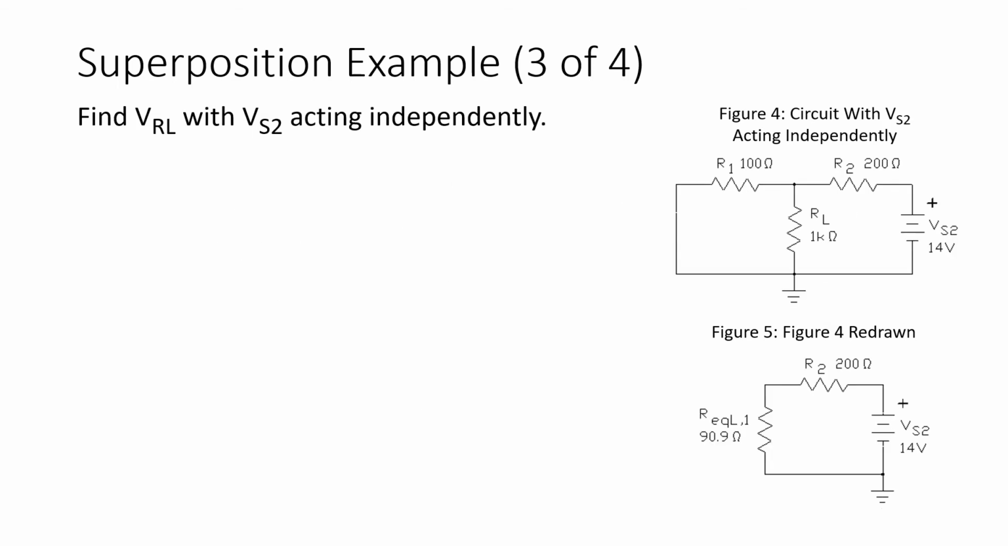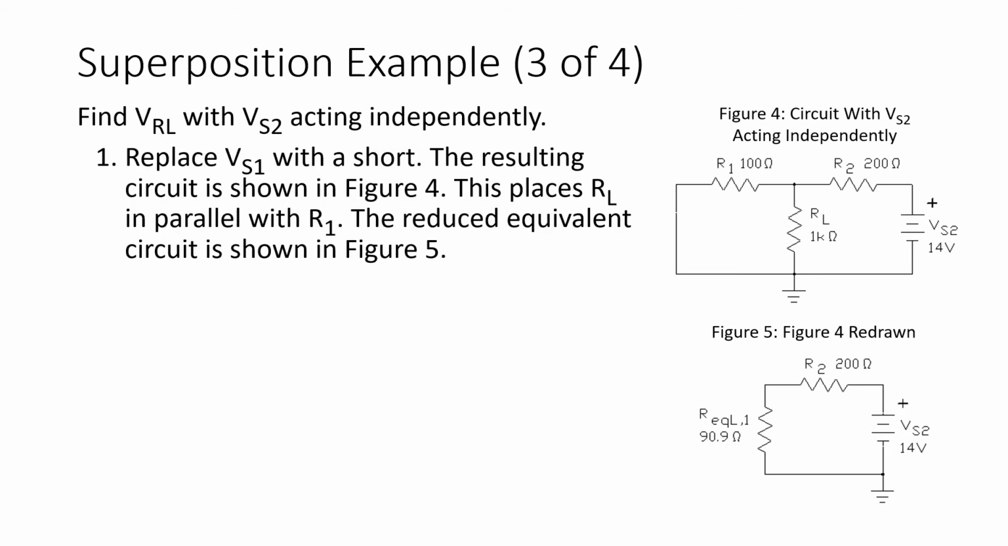So now we'll find the voltage across RL with VS2 acting independently. And again, VS1 is replaced with a short. And this places R1 in parallel with RL. And I've redrawn the circuit by combining R1 in parallel with RL into one equivalent resistor called REQL1 to derive a simple series circuit.